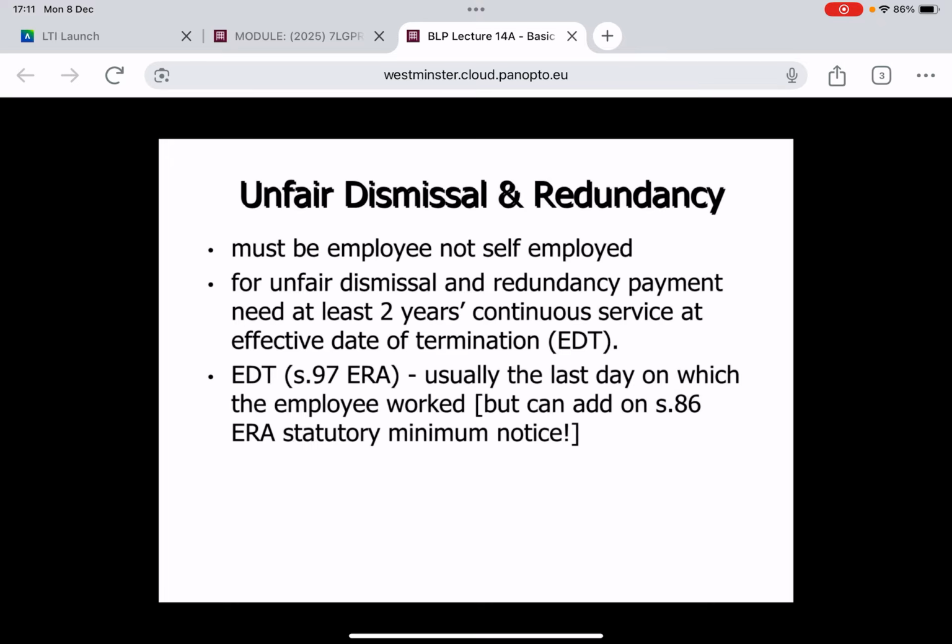The period of continuous employment is calculated up to what is known as the EDT, or effective date of termination. This is usually the last date the employee worked. However, if an employee is dismissed without notice, the rules in Section 97 of the Employment Rights Act require you to add on the minimum period of notice. Thus, an employee dismissed after 1 year, 11 months and 3 weeks would still qualify, as you have to add on the minimum period of a week. This prevents the employer from removing an employee who is on the brink of qualifying.